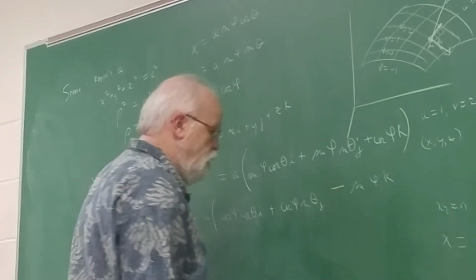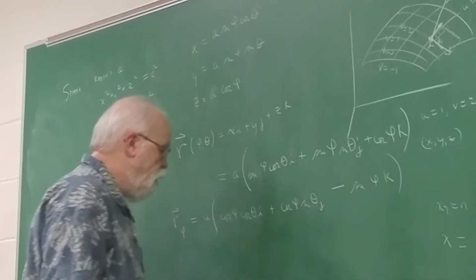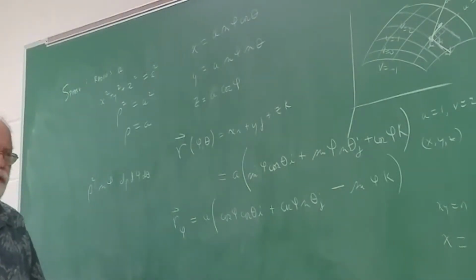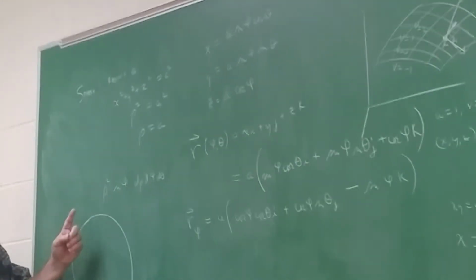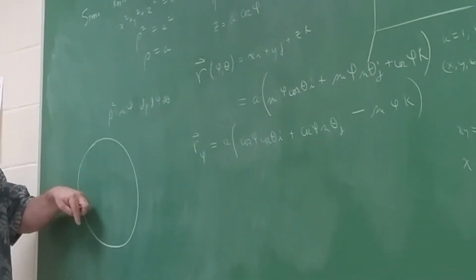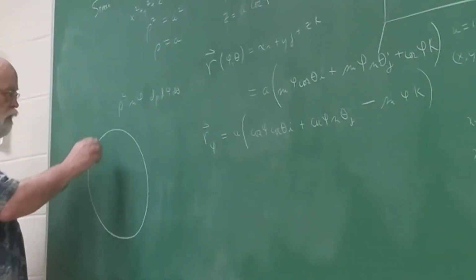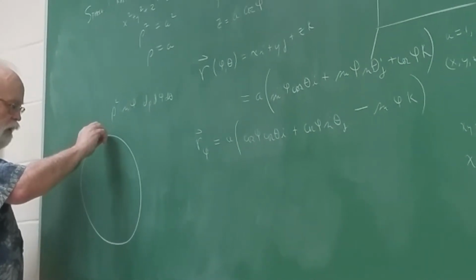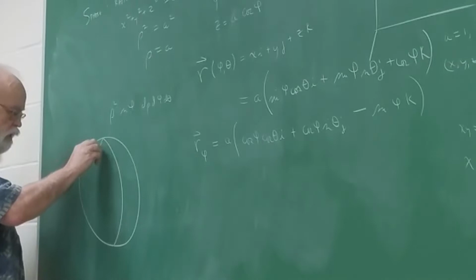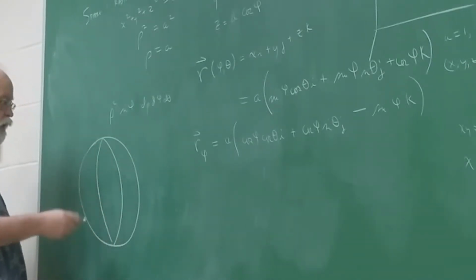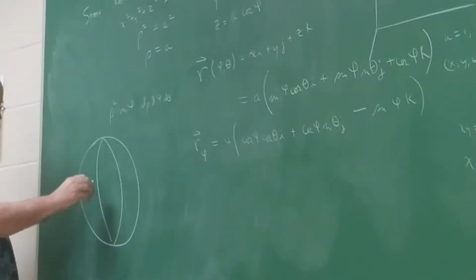Is that believable? So let's see, phi, that's the co-latitude, right? Phi is 0 at the top, 90 at the equator, 180 at the south pole. So here are my meridians. Theta is constant on a meridian, but phi increases from top to bottom.